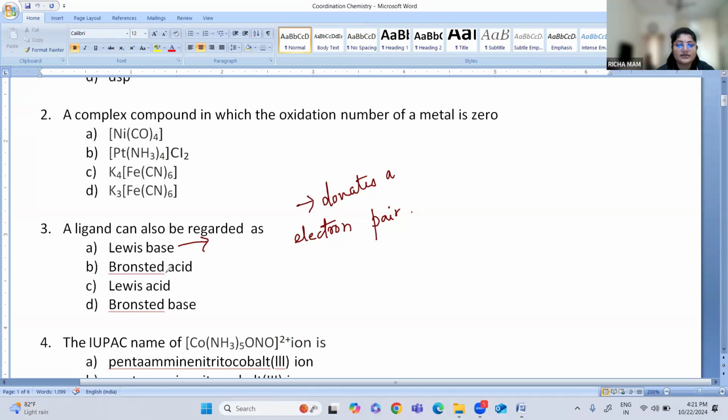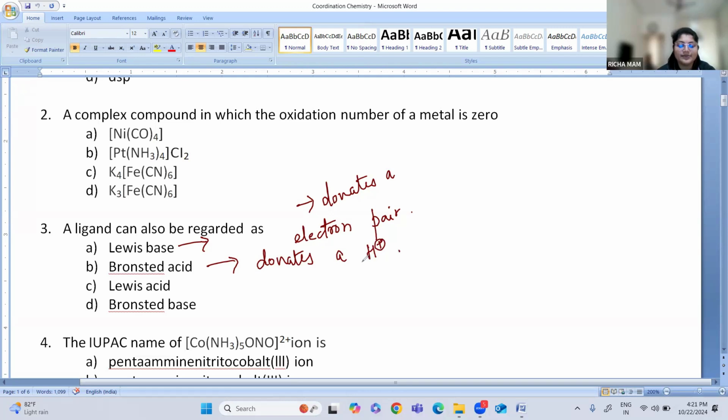Then Bronsted acid. What is the definition of Bronsted acid? You have already studied this. What does a Bronsted acid do? It donates a proton. We talk in terms of proton. It donates a proton.